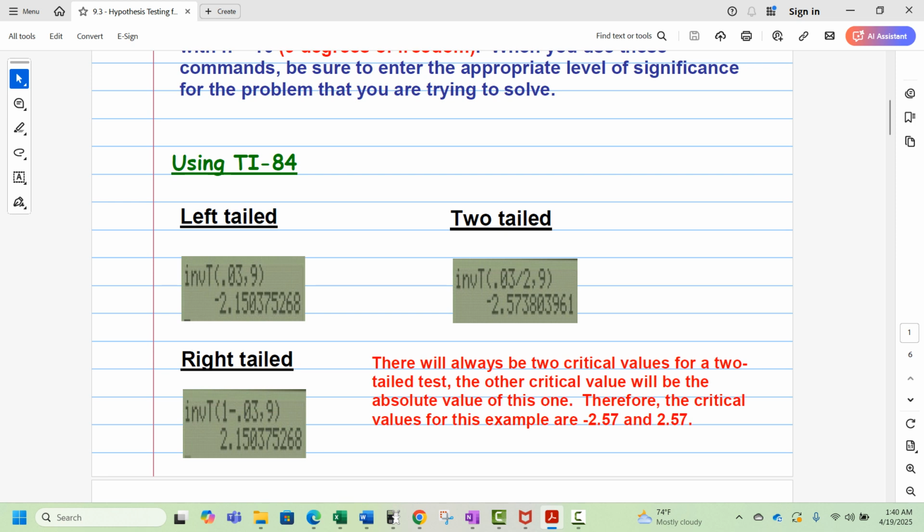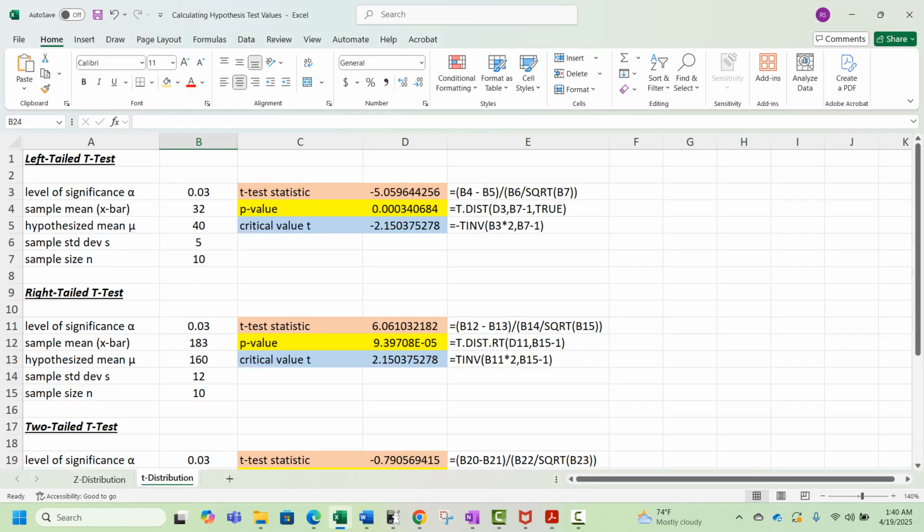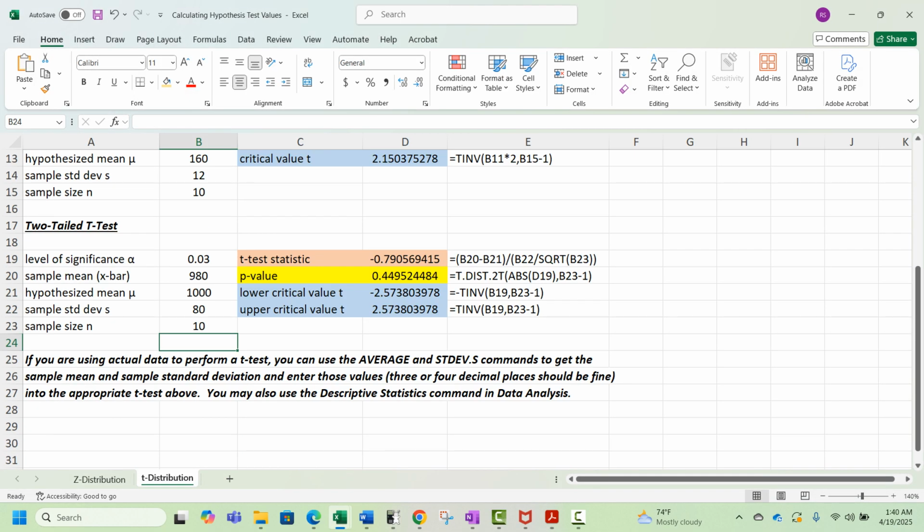This is the way I have the calculators set up so that it only shows the left value. You can't show both at the same time in the calculator, but the spreadsheet shows you both negative and positive. So to get the critical value, all you need to do is put in the level of significance and the sample size. To do the other things, like the test statistic, you have to put all the other numbers in.